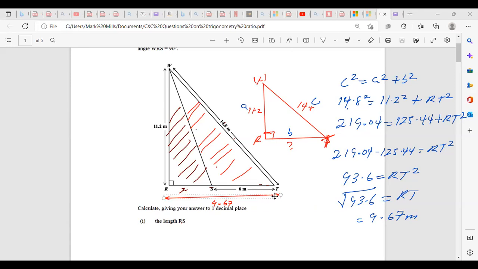Now, our aim is to find RS. Who can tell me what you will do to find RS? Now that we know that from S to T is 6 meters, but from R to T is 9.67 meters, how do I find RS? You subtract, right? So RS will be equal to RT minus ST. My RT is 9.67 minus my ST, which is 6 meters. Now we work it out. When we work it out, what do we get?